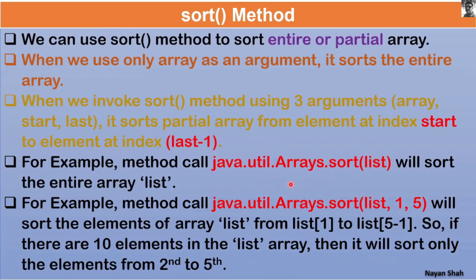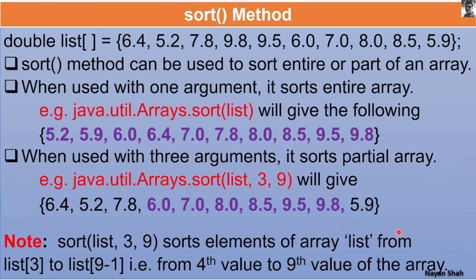Come back to this slide and make sure that when you say 1, 5, it is 1 to 5 minus 1. Similarly 3, 9 is 3 to 9 minus 1, that is 8. When you say 3, it is actually the 4th value, and when you say 8, that means the 9th value. So from the 4th value to the 9th value, it will sort. The rest of the values, that is the 1st, 2nd, 3rd, and 10th value, will remain as they are.